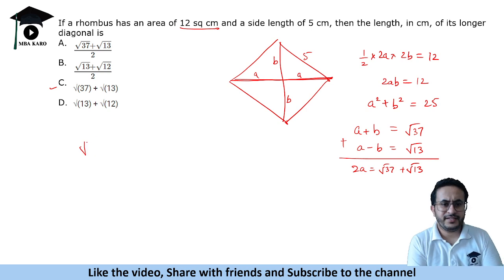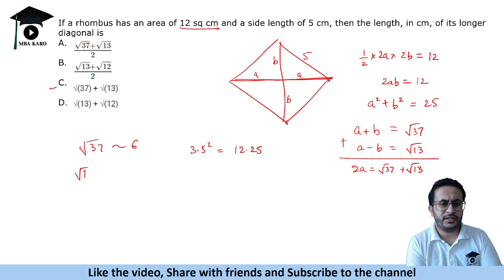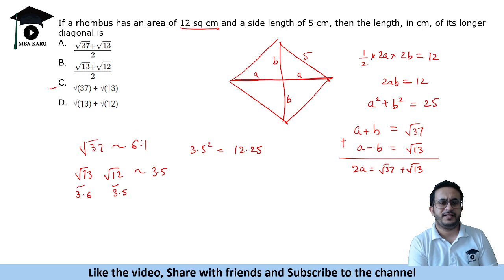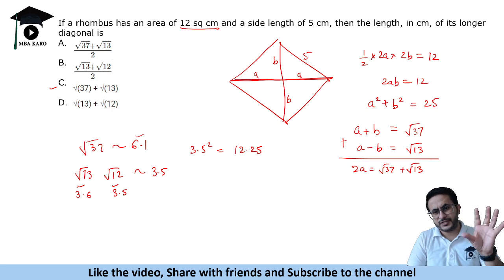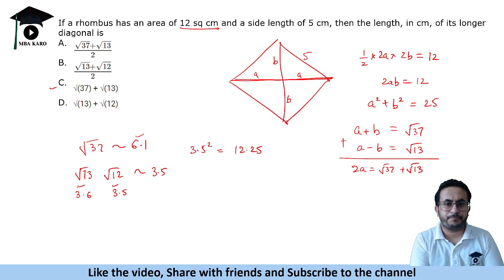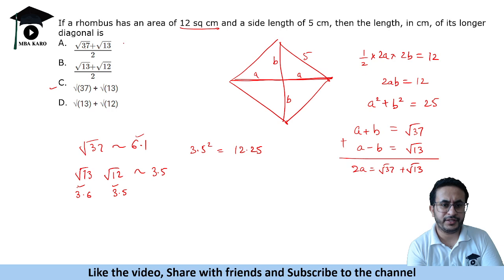Okay, so root 37 is approximately 6. Now 3.5 whole square is 12.25. Okay, so we can take root 13 and root 12 approximately 3.5. Okay, so basically root 13 is 3.6 and this is close to 3.5, 3.45 or something. So let's take 3.6 and 3.5 respectively, and this we will take as, let's take 6.1, or for simpler calculations you can take 6 also. Okay, now see this thing, root 37 plus root 13. Root 37 is 6.1. Okay, root 13 is 3.6. Okay, so this divided by 2, so you can say 9.7, that is 4.8.